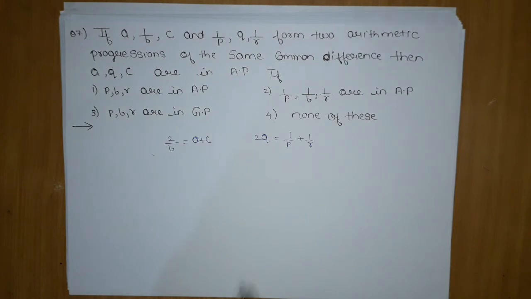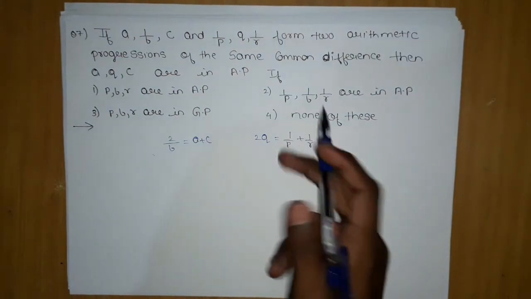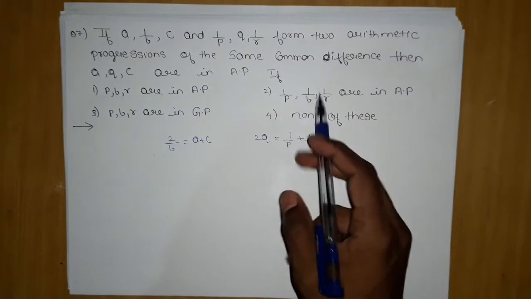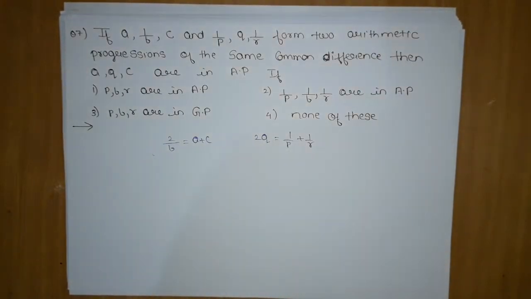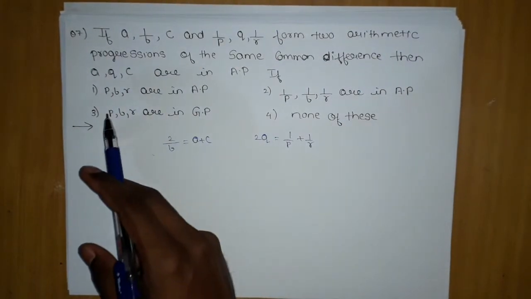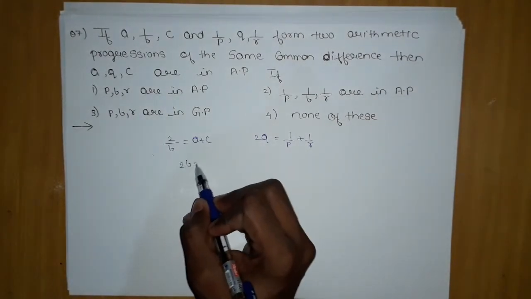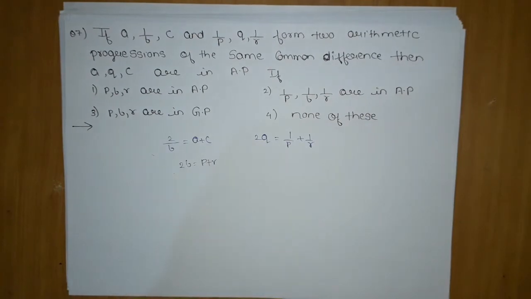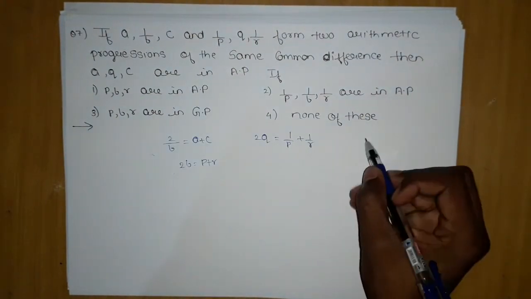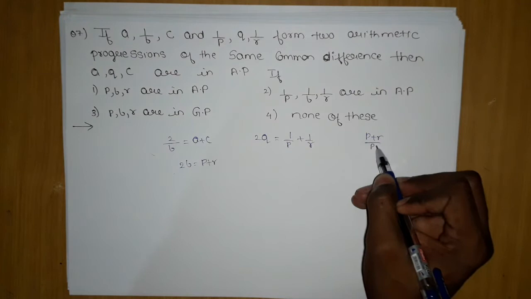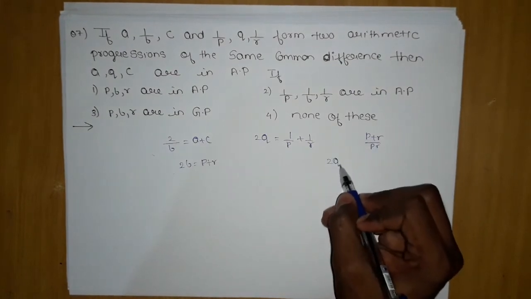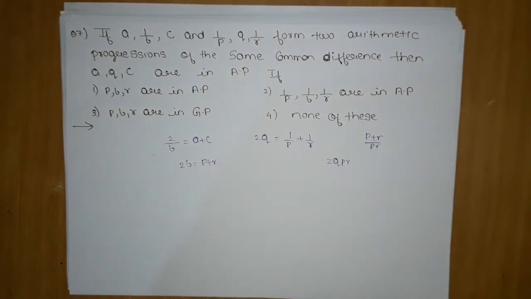Here you can see 1 by P, Q. We want to find the relation, and they have given options for verification. Let's verify this one. So 2B is equal to P plus R. Here if I take P plus R upon PR, it will give 2QPR, which is not giving us anything. So that option is wrong.